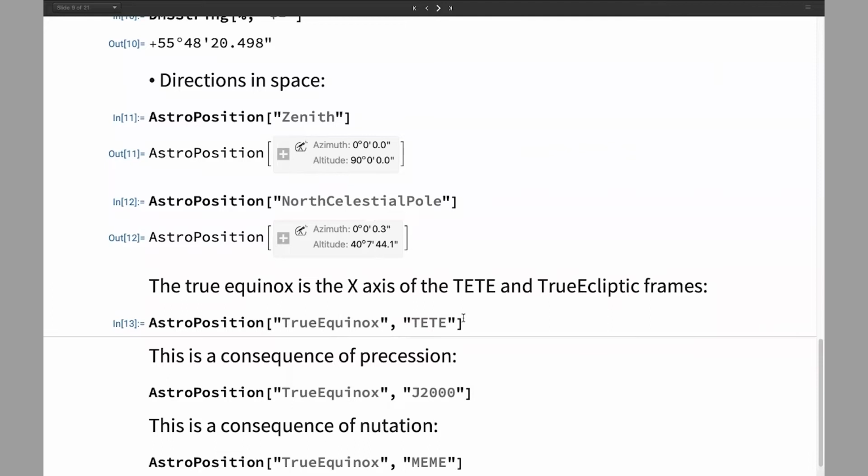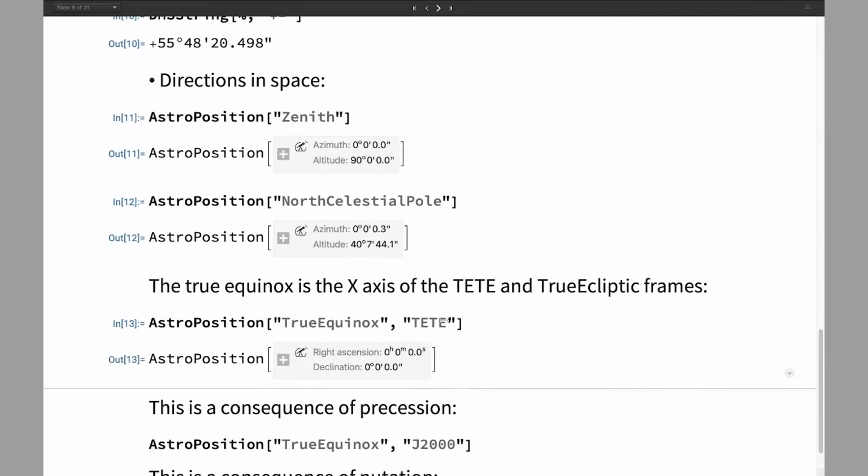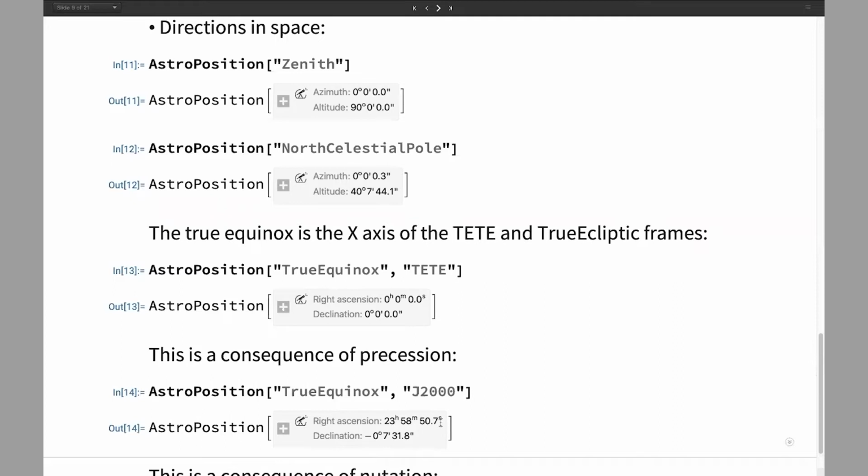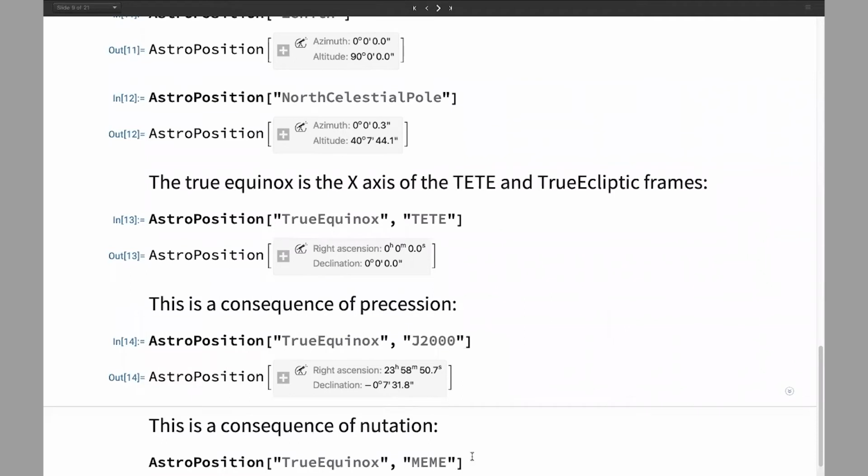For example, this is the true equinox. We refer to this frame. Now, in this frame, this is true equator, true equinox. The true equinox is the direction of the x-axis, so that's totally 0. But if we go to some other frame, then we see that it has moved. This is the effect of precession, right? The ecliptic and the equator are moving, and so their intersection, which is the true equinox, is moving too. And so we compare with something that happened in year 2000, we see how much it has moved since then.